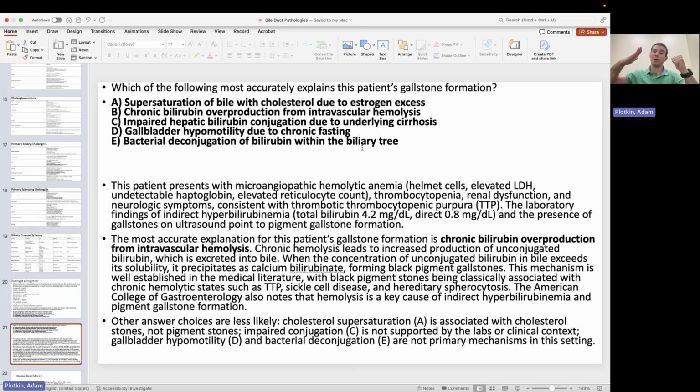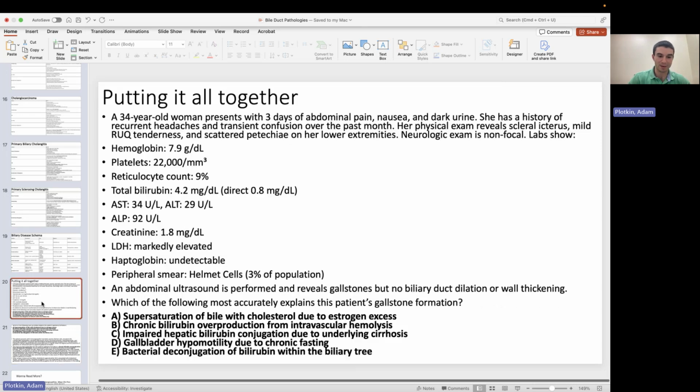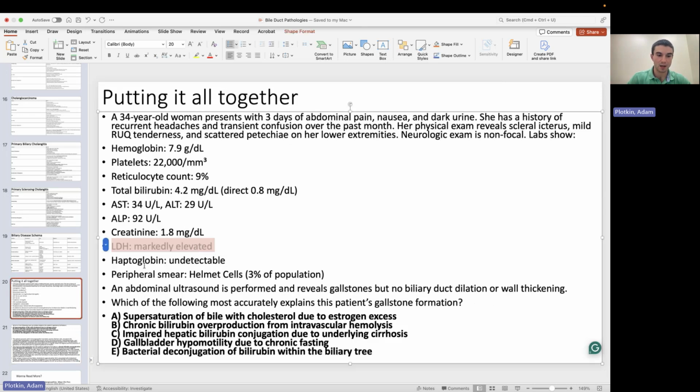clots. And now anytime my red blood cells move across, they get sheared and we get hemolytic anemia. So we're going to have an elevated LDH, a low haptoglobin, and elevated indirect bilirubin. And I gave you all that here. LDH is elevated, the haptoglobin is low. The total bilirubin is elevated with a direct bilirubin that's only 0.8. So that means my indirect bilirubin is quite high.